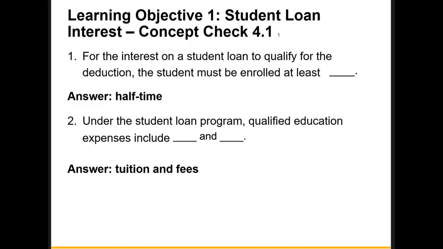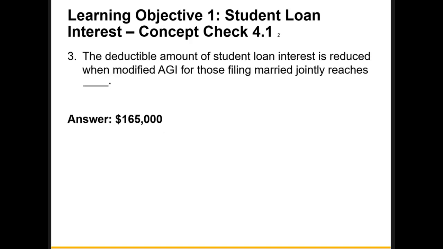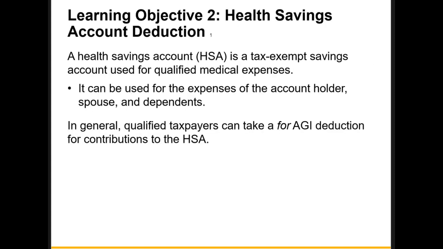So check ourselves, see if we remember. You have to be able to roll at least half time during the time you incur the expenses. It does include tuition and fees, and many other things, but at least those. And it starts to phase out at $165,000. Don't forget that. Much lower for single filers.